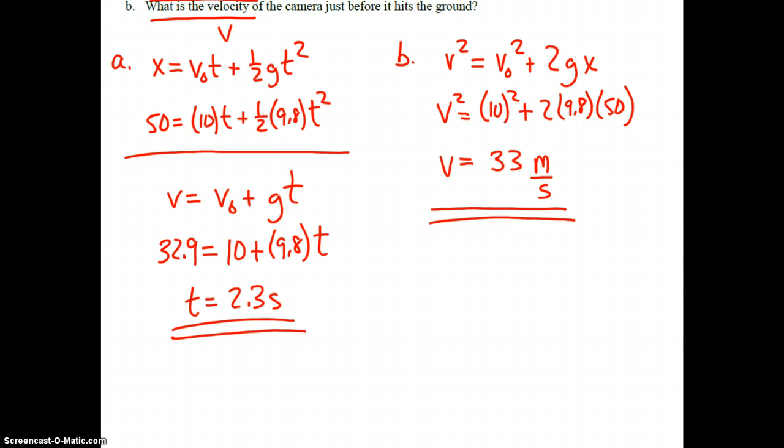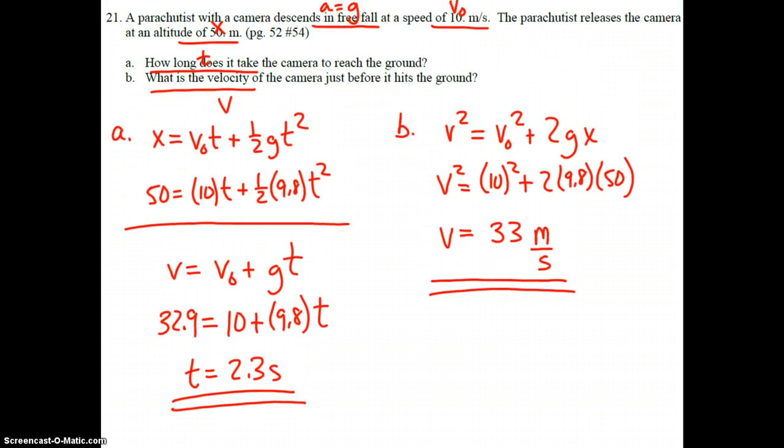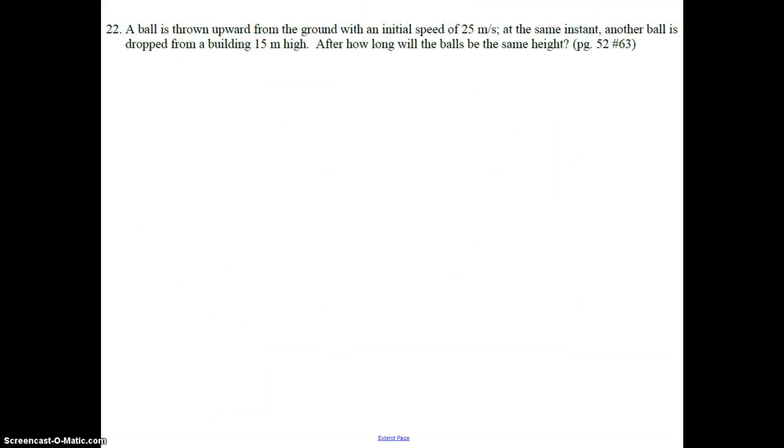All right? So sometimes, I guess the moral of the story in this problem is you don't have to do them in the order of A and B. If it's advantageous to do a later problem and get that answer and then come back and use it in an earlier question, then so be it. You don't have to do them in the order given. Okay? All right, let's move on to number 22.